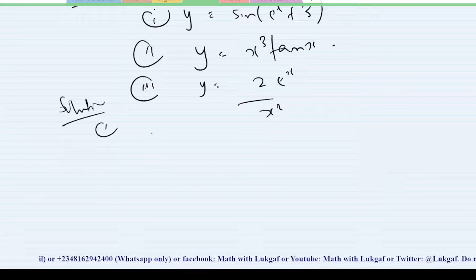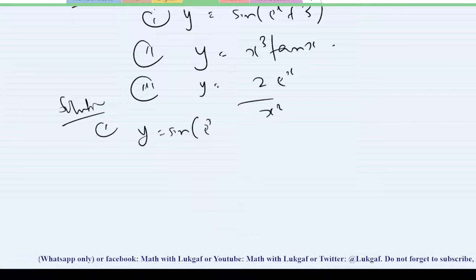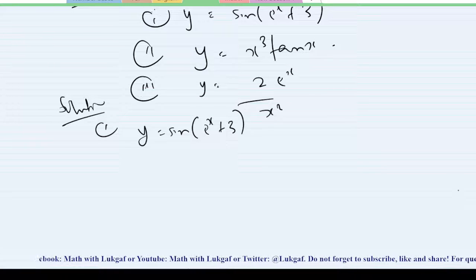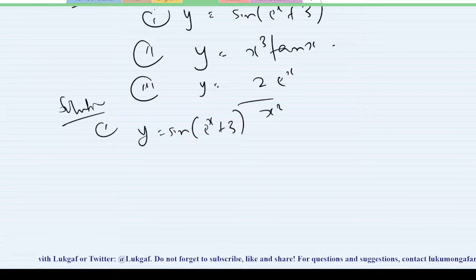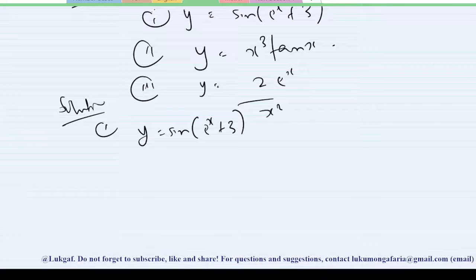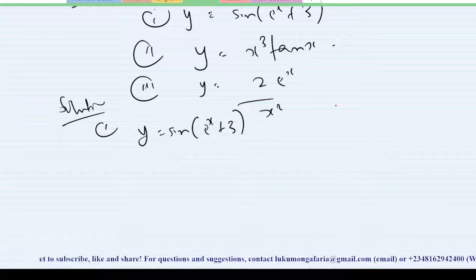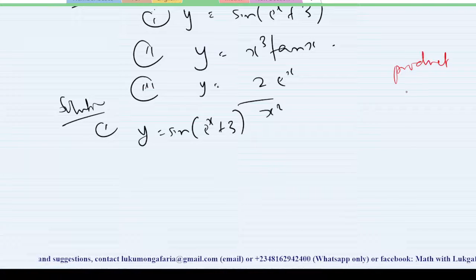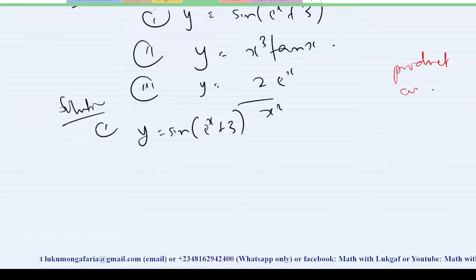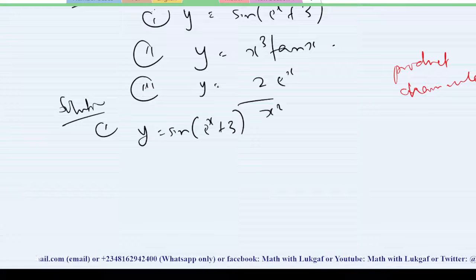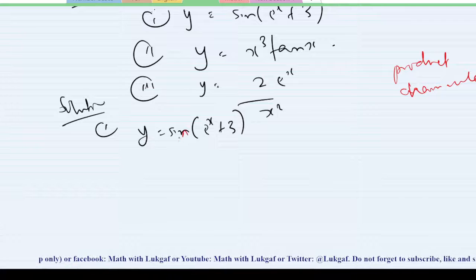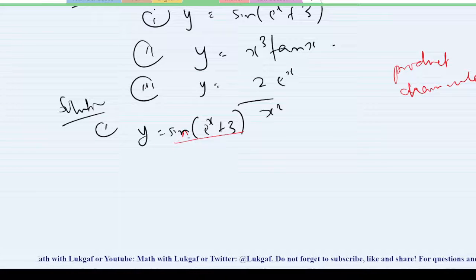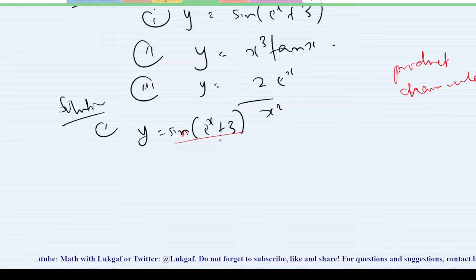Number one, I have y is equal to sine e raised power x plus 3. Don't forget what I ask you to do first. Ask yourself, can you use quotient rule automatically? No, because this function is not in form of fraction. Now which one are you going to use between product or chain rule? Can we use product rule? First, can we split this function from each other? No, because they are together. So y is a function of x. So it means you are going to use chain rule.